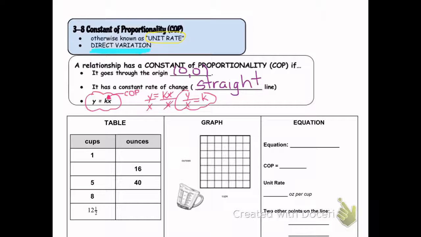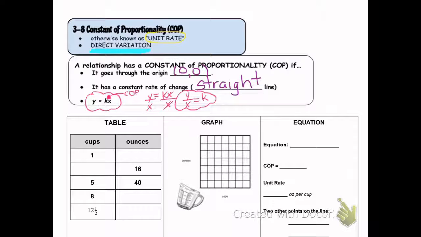So the way that you would determine your constant of proportionality is to take any y value in the relationship and divide it by its partner x value. And in a proportional relationship, those will all be the same, so it doesn't matter which xy pair you use. You can just take any y value, divide it by its partner x value, and that will give you k, or your constant of proportionality.